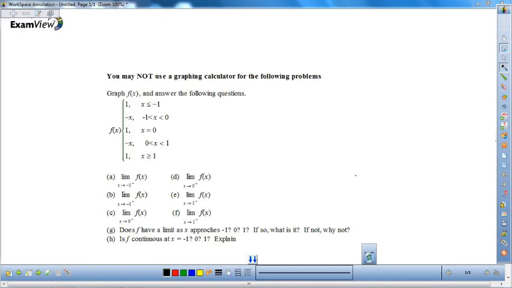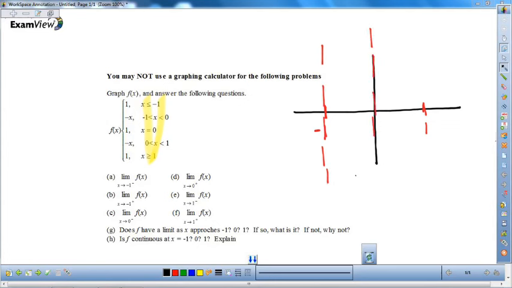First we're going to graph the function, and then we're going to answer the questions on the bottom. To graph this function, I'm going to take into account the domain. Notice that I have -1, 0, and 1 as my domain. To make it easy on me, I am going to separate my graph at -1, 0, and 1. These lines just help me indicate where my graphs are.